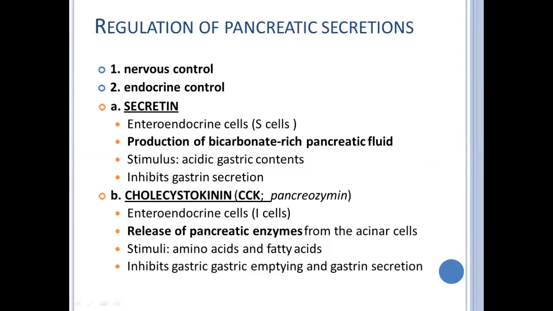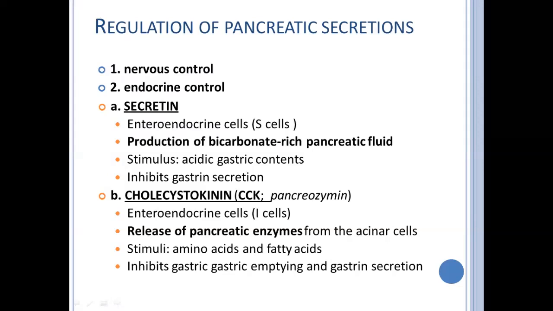So the secretin is produced by the S cells of the enteroendocrine cells in the duodenum. So it's responsible for the production of pancreatic fluid, which is bicarbonate rich. Okay, so this is the hormone responsible for the production of this alkaline fluid coming from the pancreas. What stimulates the production of the secretin is the acidic gastric content. If the content is too acidic, right? So that it will not be too acidic when going to the duodenum, bicarbonate-rich pancreatic fluid is needed. The one responsible for that is the secretin.